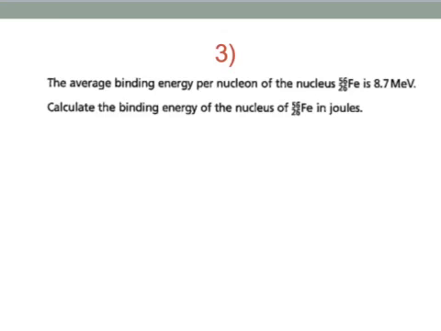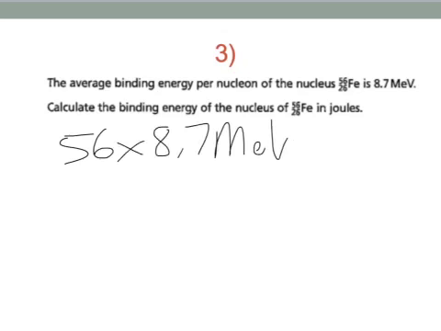Okay, question 3. Given the average binding energy per nucleon of the nucleus iron 56 is 8.7 mega electron volts, we're asked to calculate the binding energy of the nucleus, the entire nucleus, in joules. So the thing to realize is that the binding energy of the nucleus is simply equal to the binding energy per nucleon multiplied by the number of nucleons in that particular nucleus. In this case it's 56. So simply 56 multiplied by the 8.7 mega electron volts.